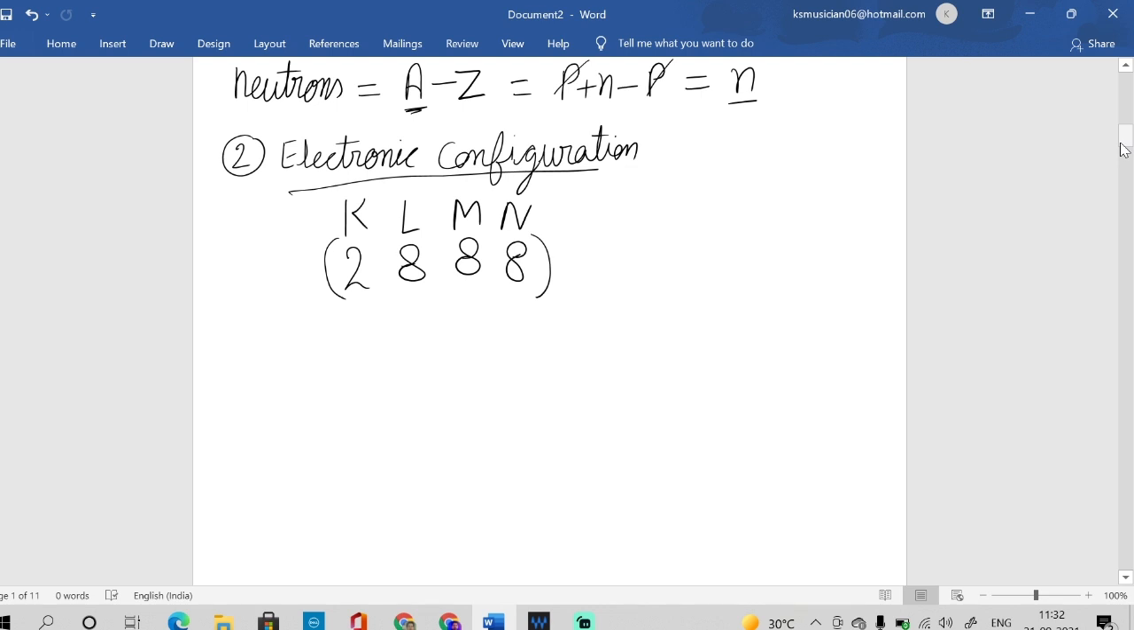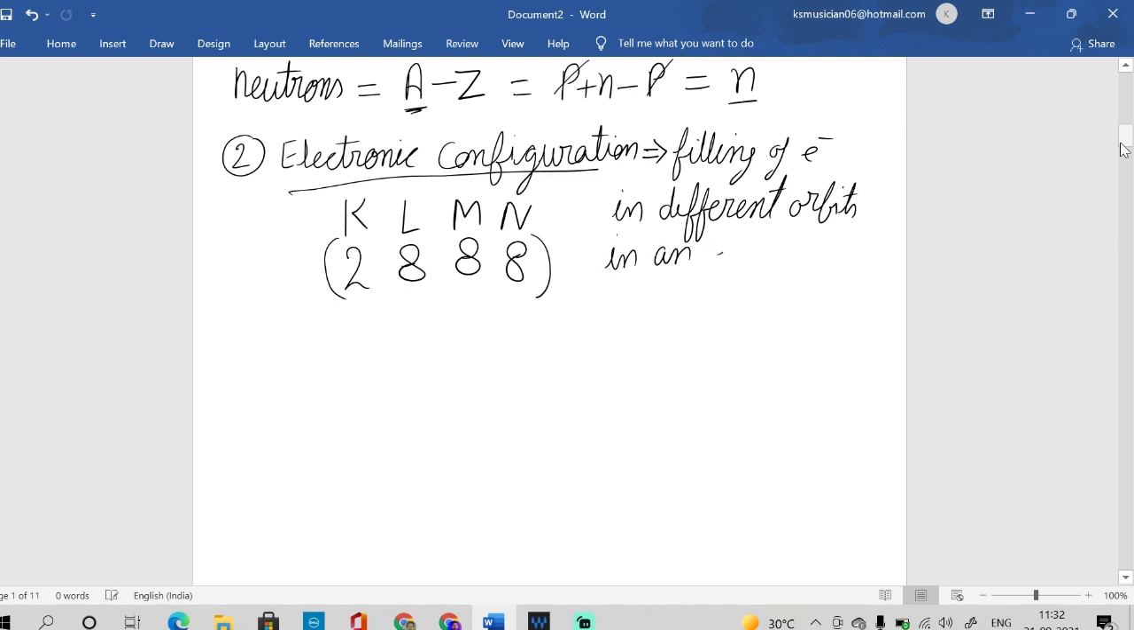Now, what is the meaning of electronic configuration? Simply you can say it is the filling of electrons in different orbits in an atom.